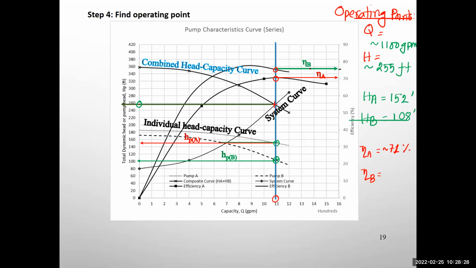What about B? Kind of 75 or 76 maybe. Okay, good. Now we have everything. Can you calculate combined efficiency and combined power from the given equation? You may get a little bit different from 71 and 76, and that's completely okay.